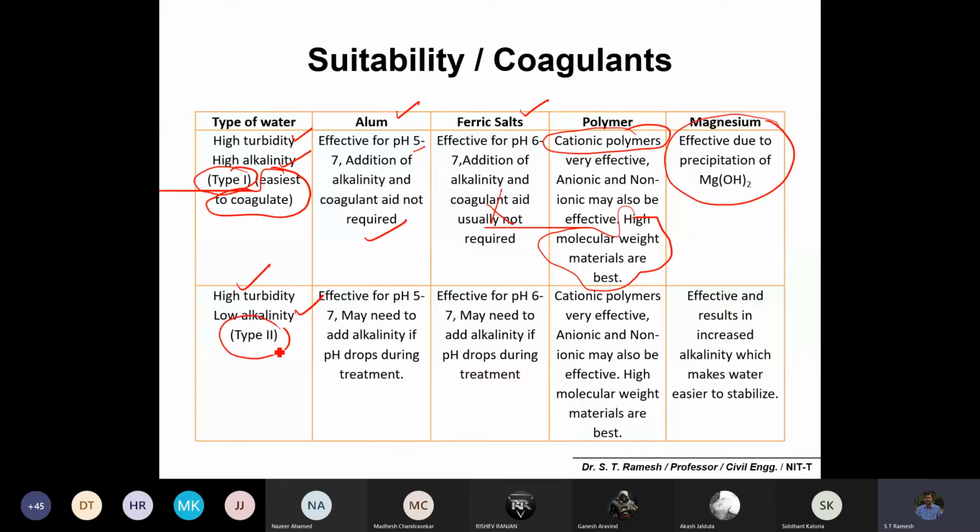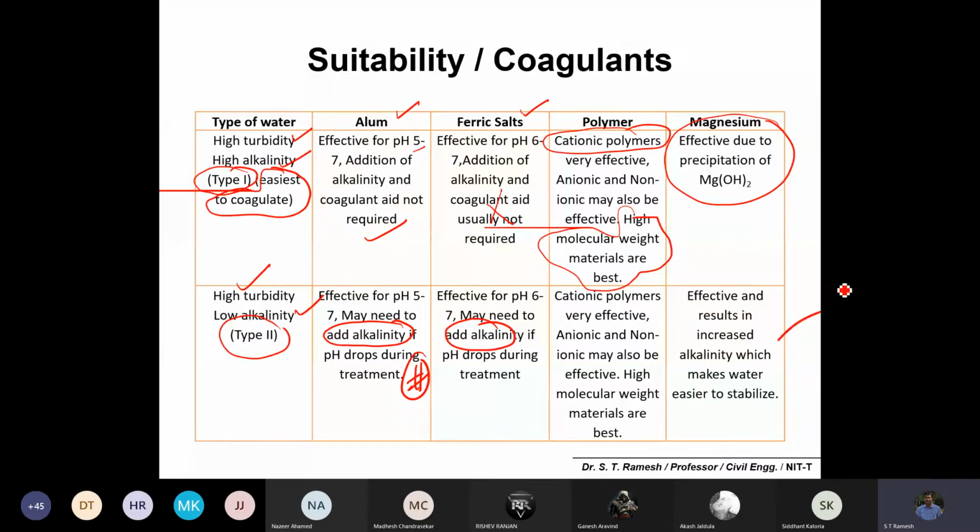The second type is water with a lot of turbidity, but alkalinity is not sufficient to go for your coagulation activity. Here also it is effective for the pH range of 5 to 7. You may need to add alkalinity. Please make a note: there is no sufficient alkalinity present. In this case, you have to add alkalinity.